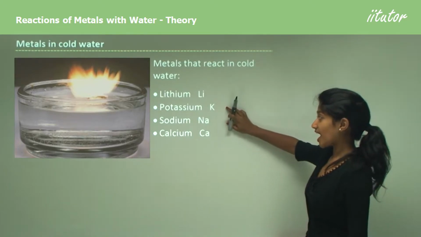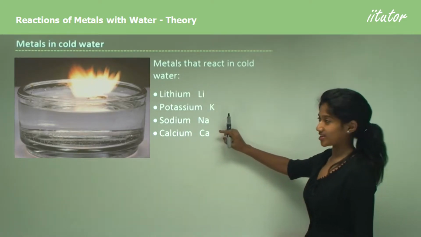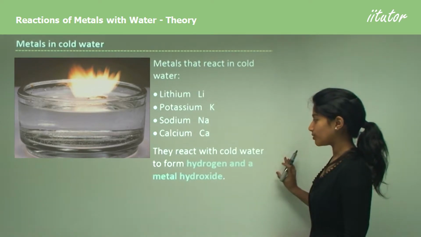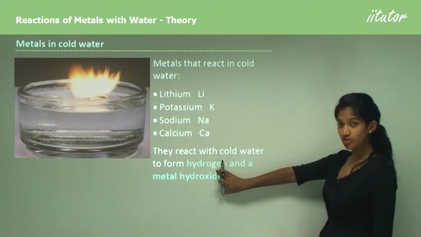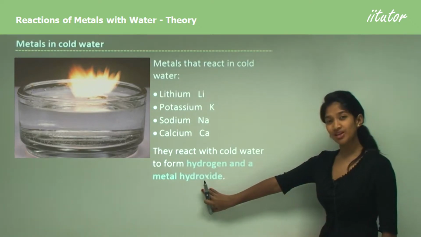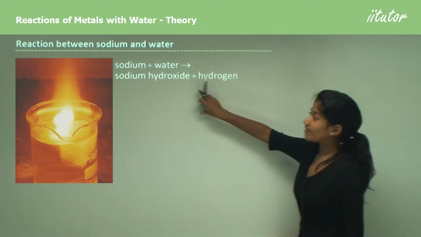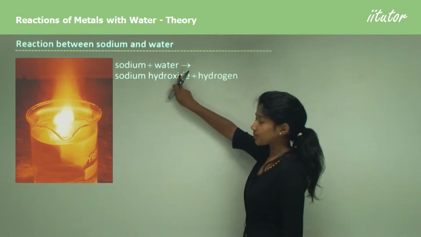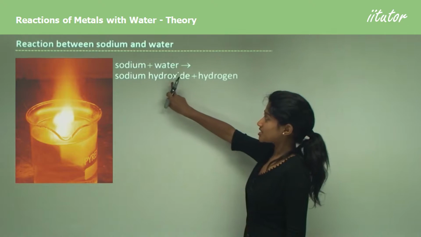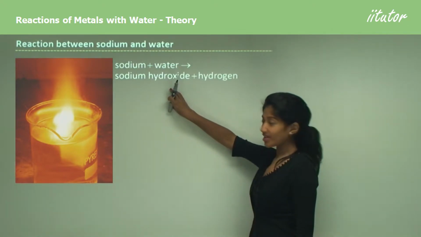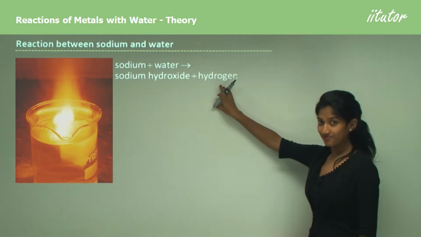So you can see that I have written the chemical symbols right next to them so you become familiar with them. When metals react with cold water, they would produce hydrogen and also a metal hydroxide. So let's see the reaction. We have sodium here reacting with water, and when sodium reacts with water, it forms sodium hydroxide and also hydrogen.